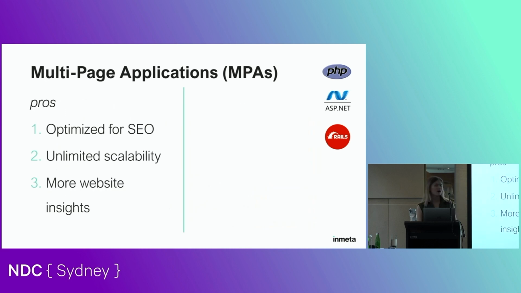So what are the pros of MPAs? Firstly, all the page content can be read and indexed by search engines because it is rendered HTML, allowing them to appear in search results and be optimized for it. Then, there is no restriction on the number of pages you can add. Performance is going to be the same, meaning they have unlimited scalability. And lastly, they provide more website insights. For example, Google Analytics can create reports for each page.